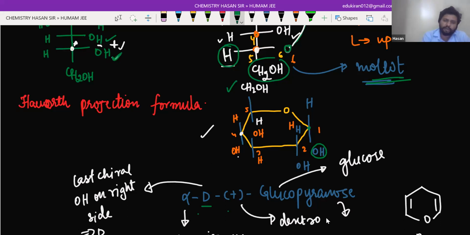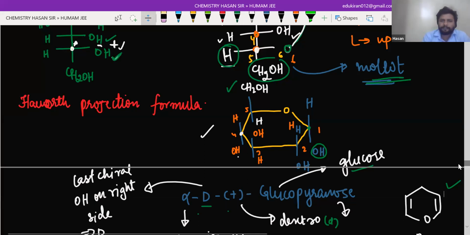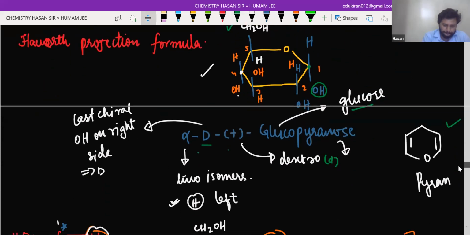This positive is your dextro, that is a small d. Gluco comes from glucose, and pyranose, it looks like pyran, so it is pyranose. So we call it alpha D positive glucopyranose. Is that clear? Everything is written in the notes that I gave you.